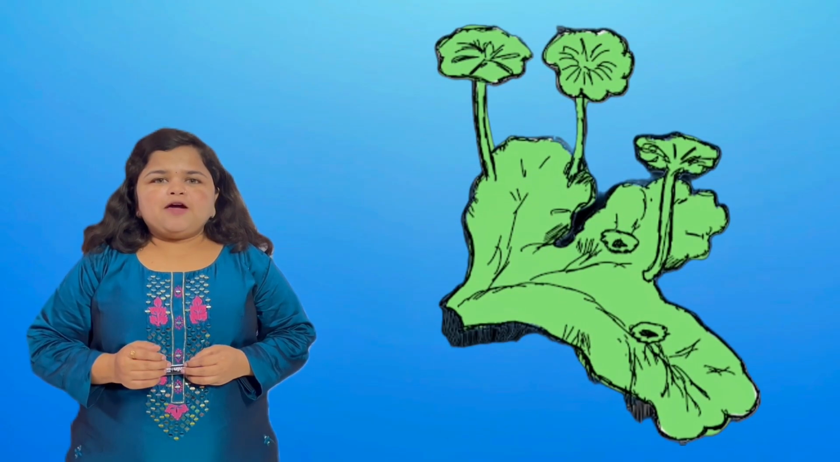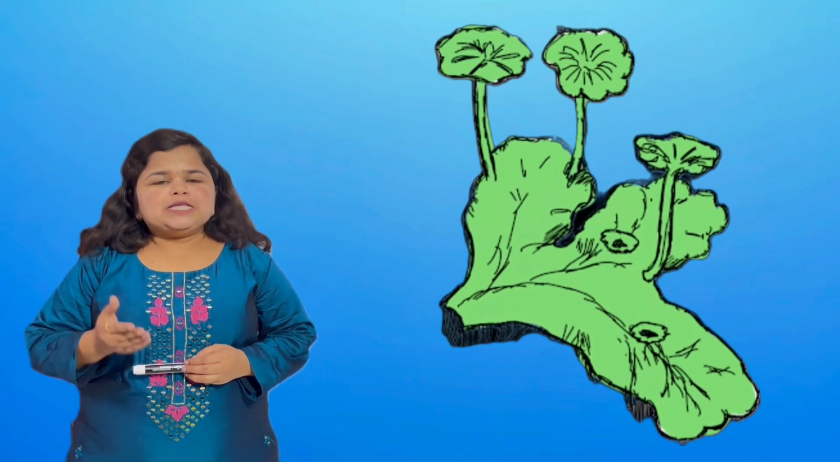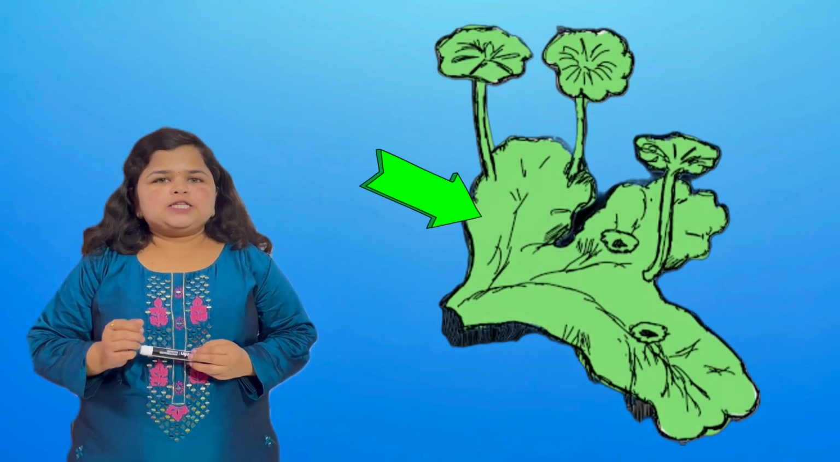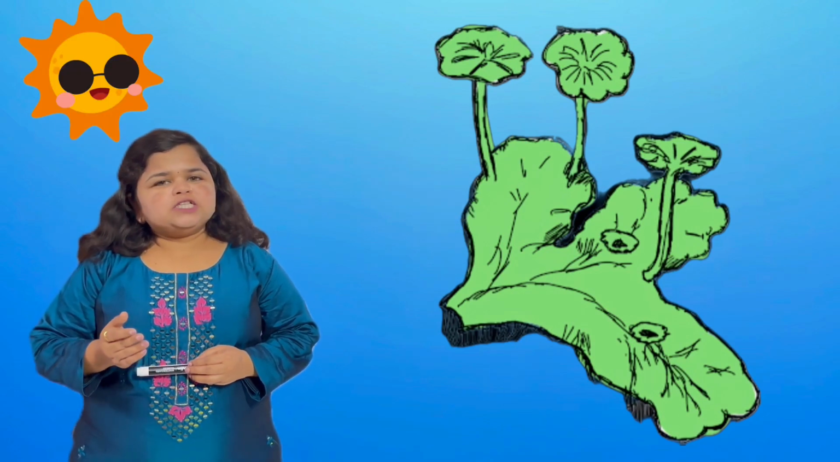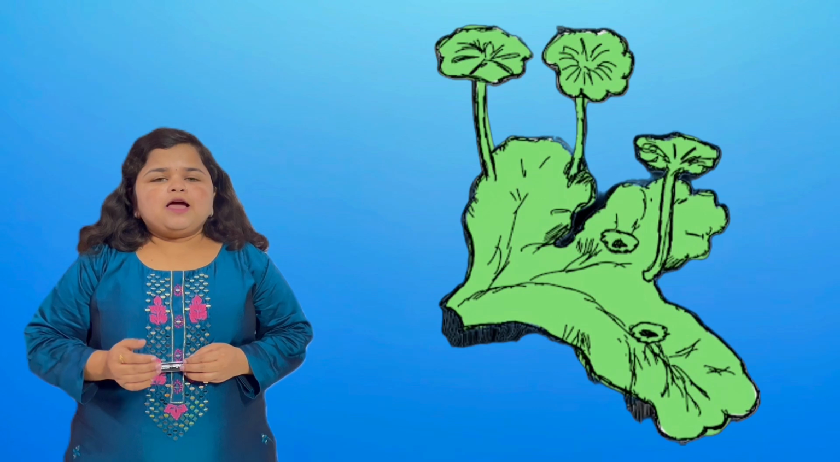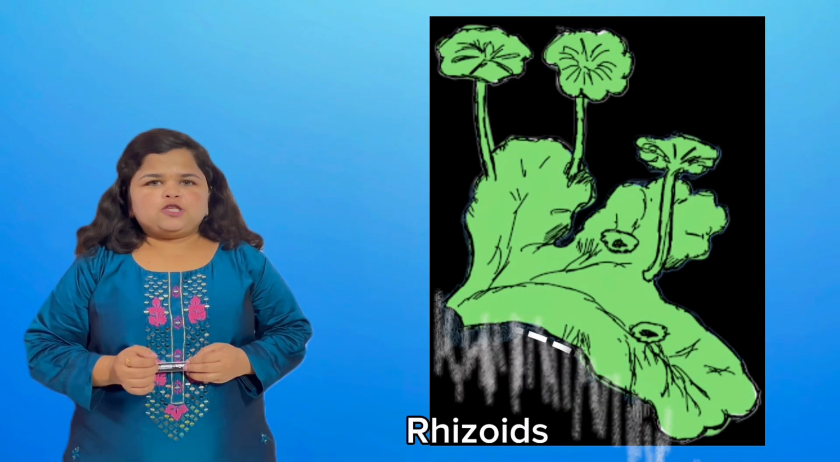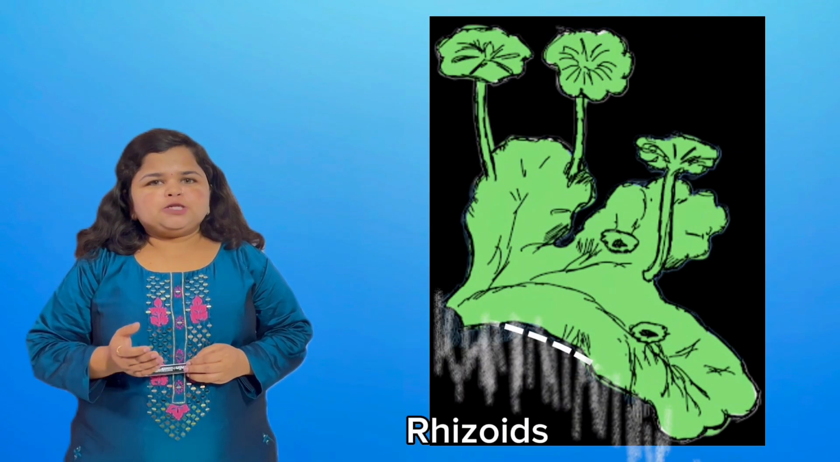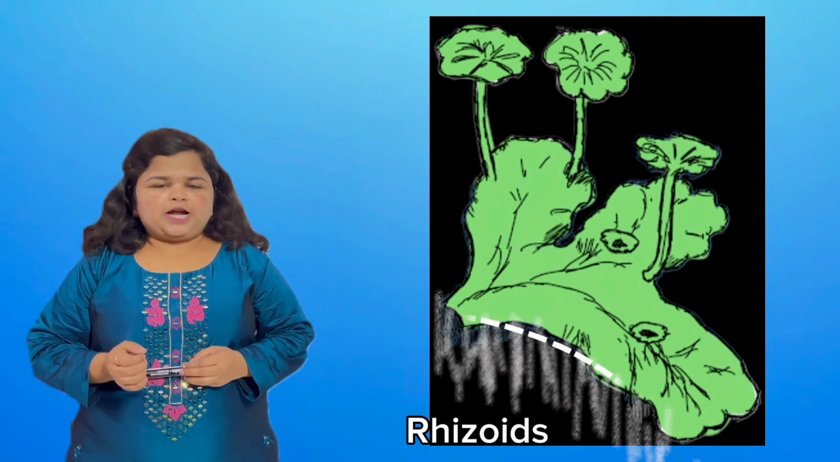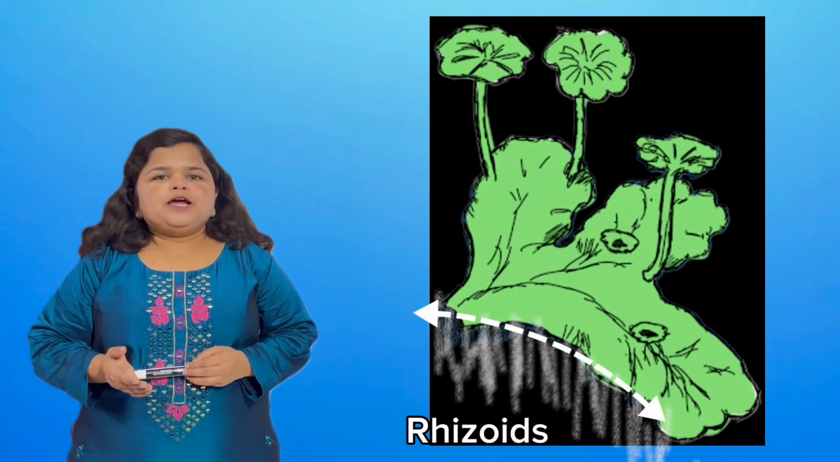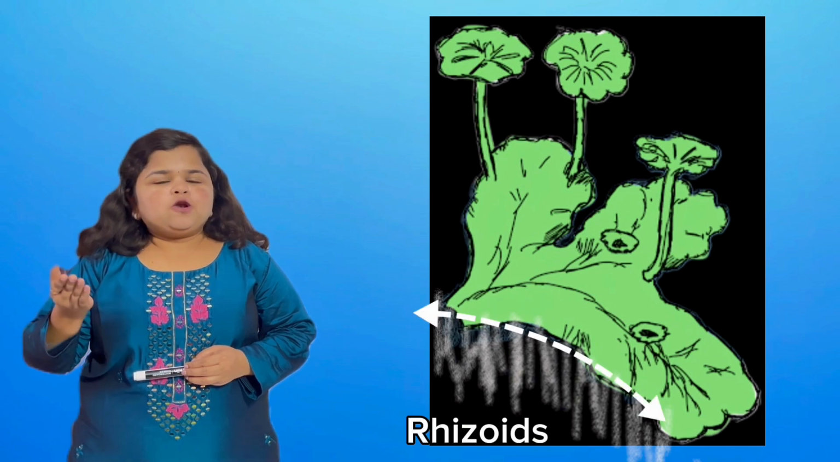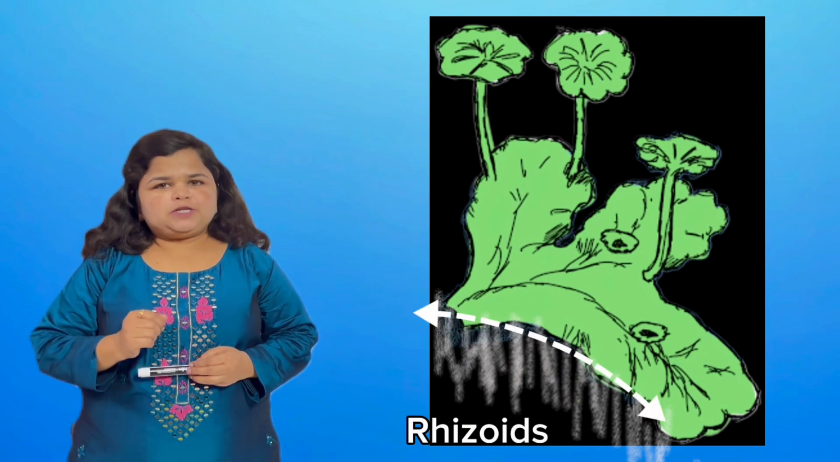Dorsiventral means it has two sides, one is the upper side and another is the lower side. The upper side is exposed to the sunlight, which is green and photosynthetic, and on the lower side there are rhizoids, which help in the attachment of the thallus to the substratum. So the body shape of Marchantia is dorsiventral and closely appressed to the substratum.